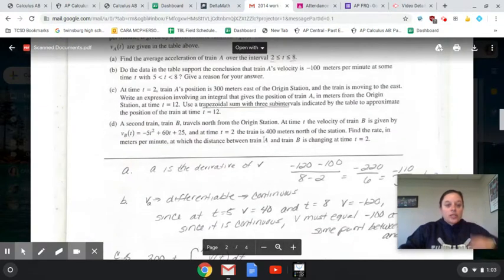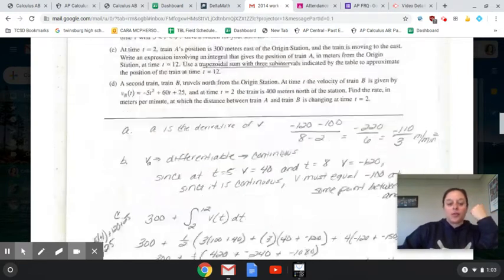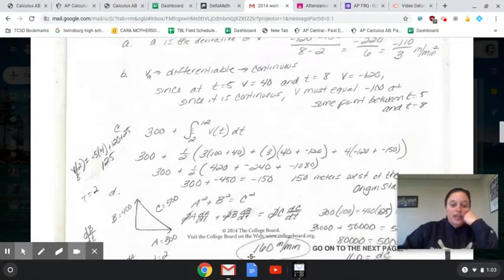Part C starts talking about the train's position at 2 being 300 meters east, and it's continuing to go to the east. First, it wants you to write an expression that has an integral of the position once we get to 12, and then use a sum to actually find the position at 12. So this is an idea, again, integrate to accumulate. If you integrate velocity, you get position, or the location that you've traveled. So you start at 300. That's why I have a plus 300 at the beginning. And then if I integrate from 2 to 12, that integral of the velocity, I'm going to get that position where I've ended up. So that's how we start.